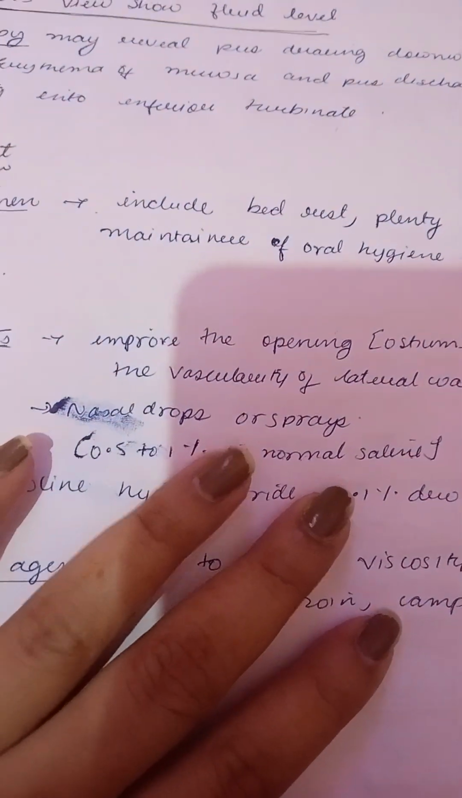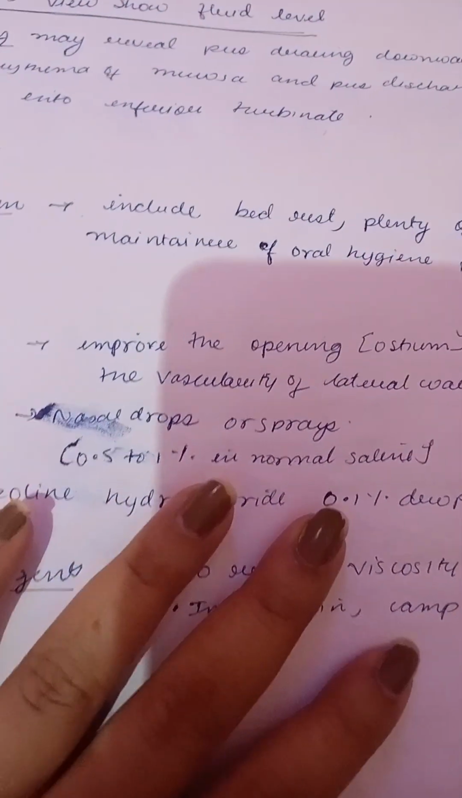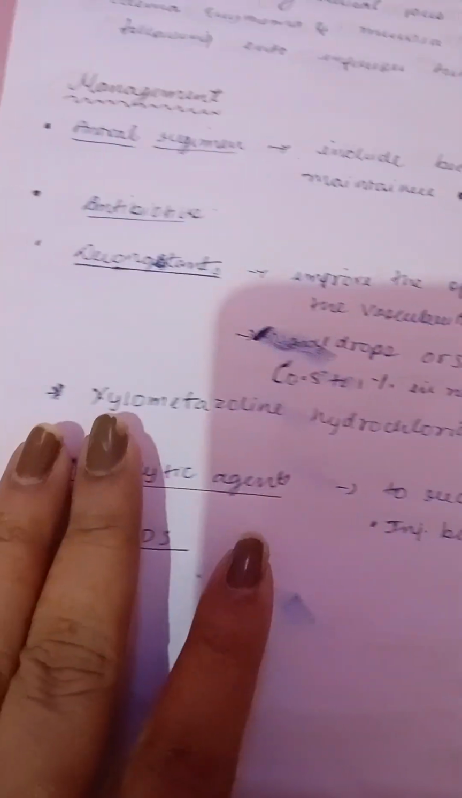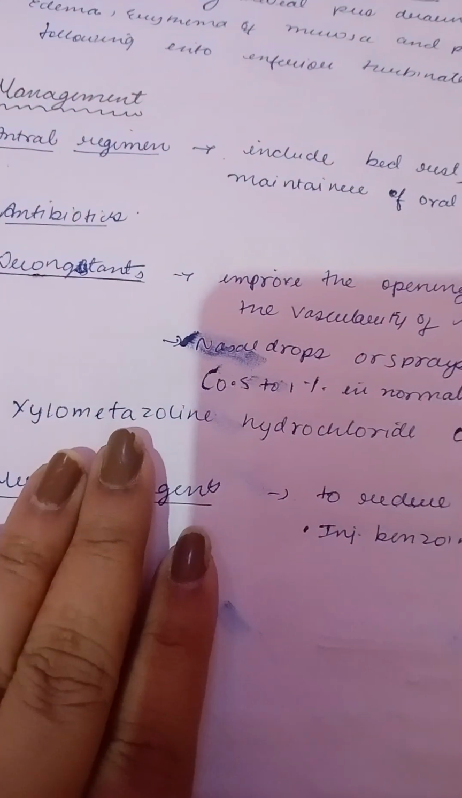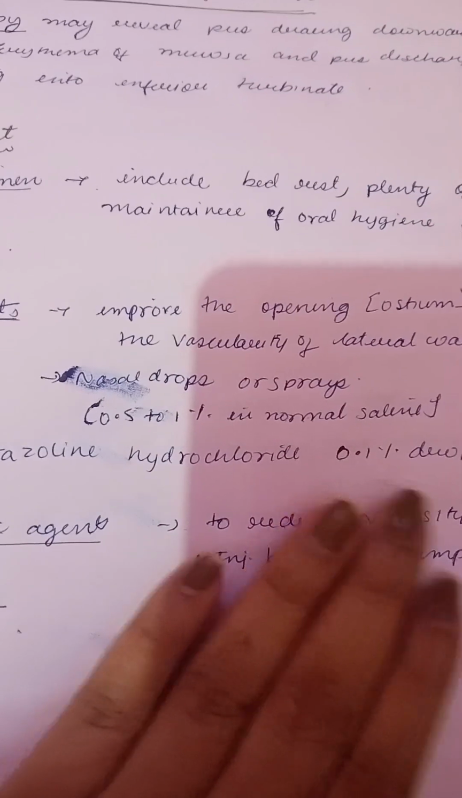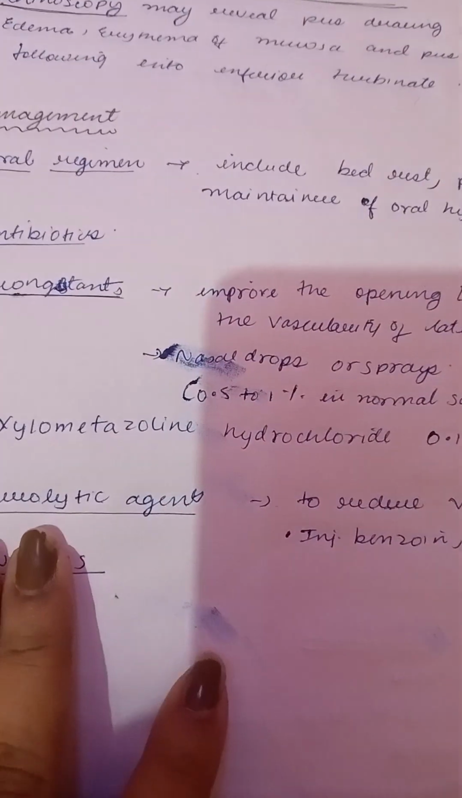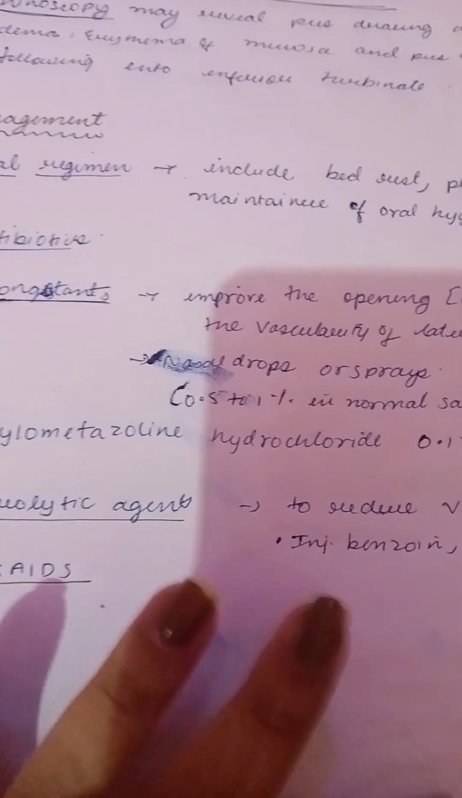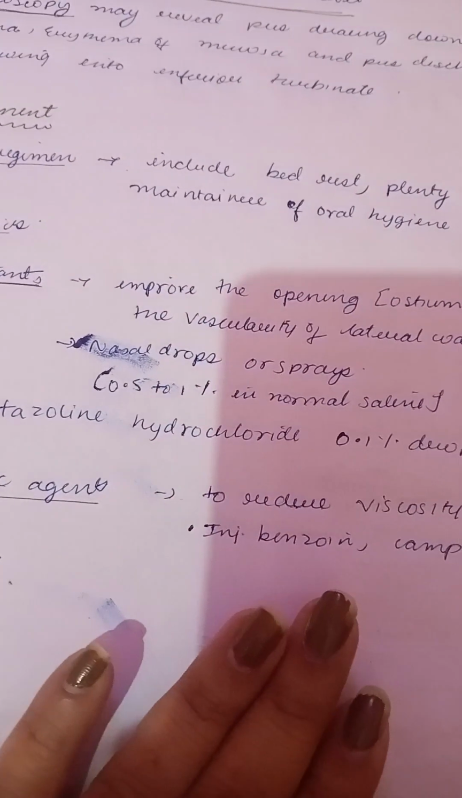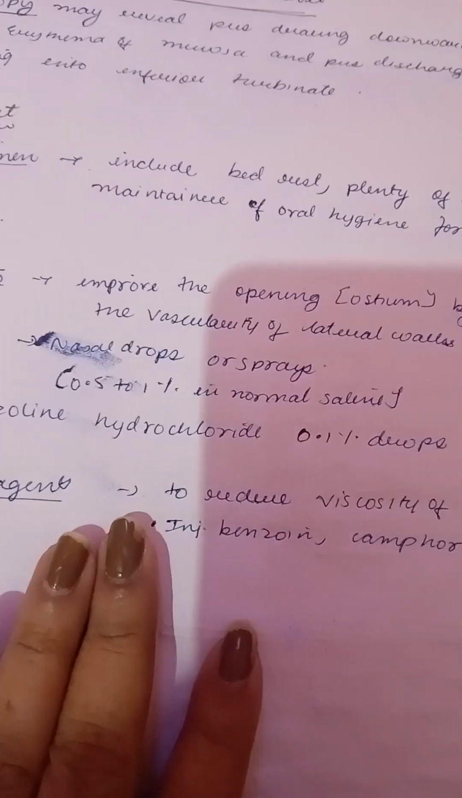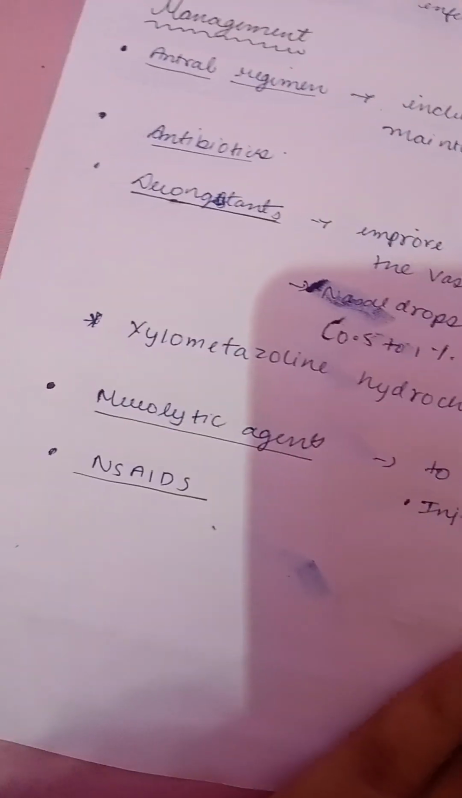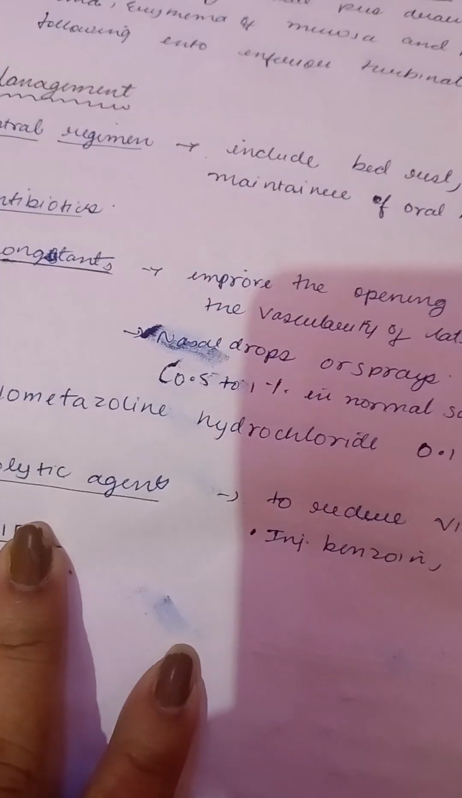Nasal drop or spray, 0.5 to 1% in normal saline, we mix it and use. What do we use? Xylometazoline hydrochloride 0.1% drop. Then we have to use a mucolytic agent to decrease or release the mucus secretion, to reduce the viscosity of the secretion. For example, injection benzoin or camphor can also be used as a mucolytic agent. And lastly, NSAIDs for pain control.